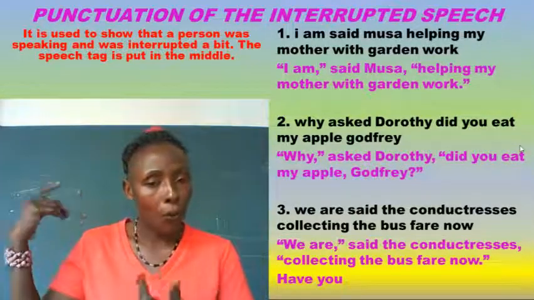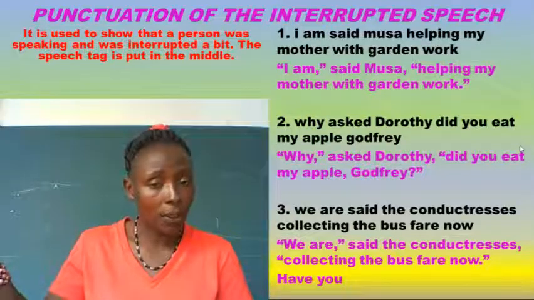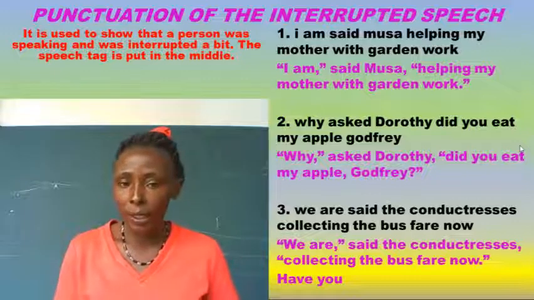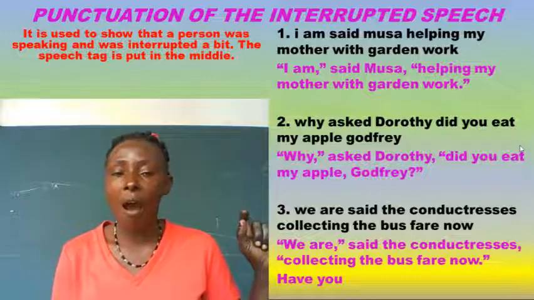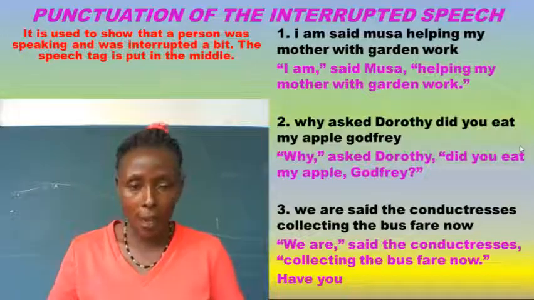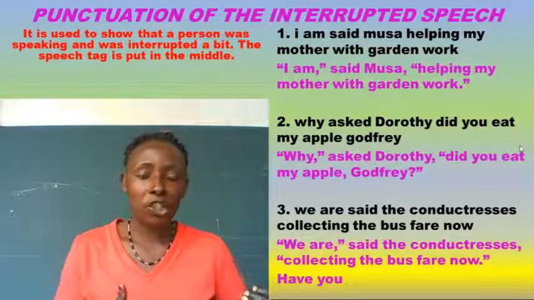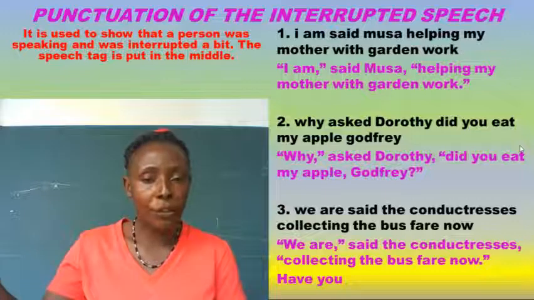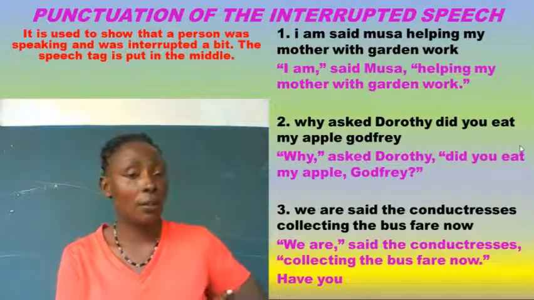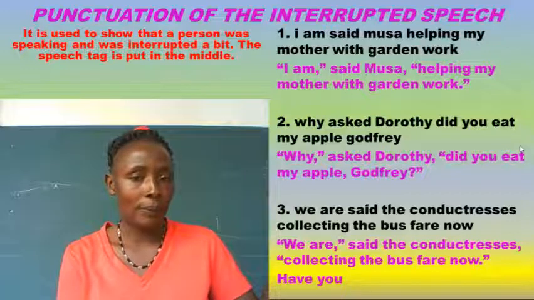Let me repeat: open, beginning the actual words, we are. Remember, this is an interrupted speech. Say the conductress, collecting the bus fare now. Now I know that I have punctuated it well. We are, followed by our speech tag, a comma, open to complete the actual words, collecting the bus fare. A full stop comes first, and then you close.